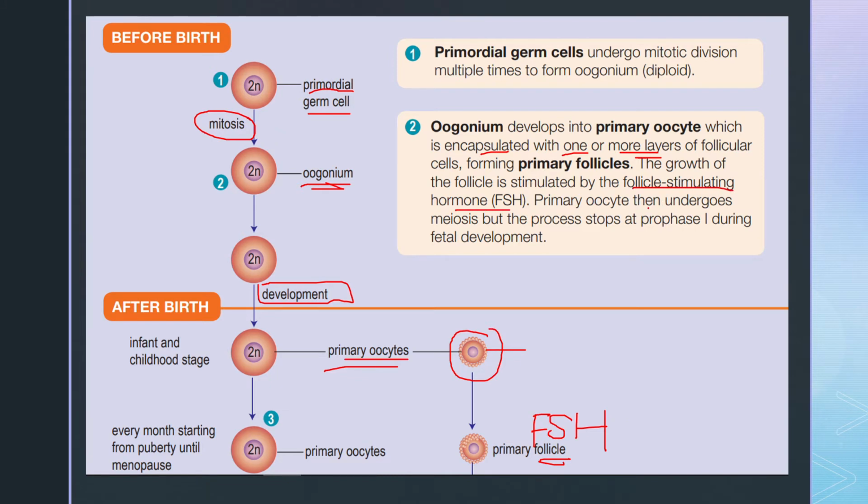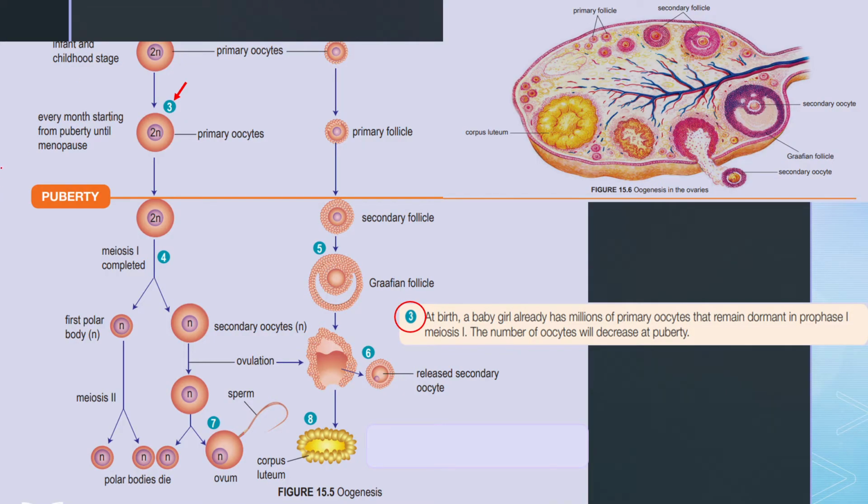Okay, so this primary oocyte will then undergo meiosis. But the process is incomplete and it's going to stop at prophase 1. And this happens during fetal development. So this primary oocyte is still diploid, since the process of meiosis, even meiosis 1, is incomplete. Moving on, you can see here at birth, the baby girl already has millions of these primary oocytes. But these primary oocytes are still in a dormant phase, which is prophase 1. Just now they stop at prophase 1, meiosis 1.